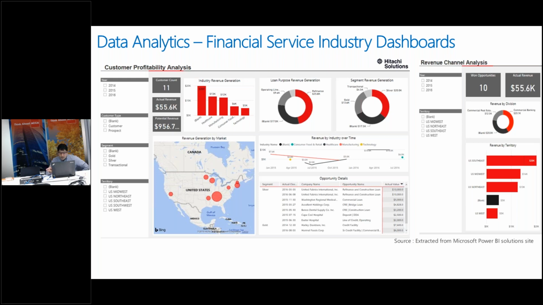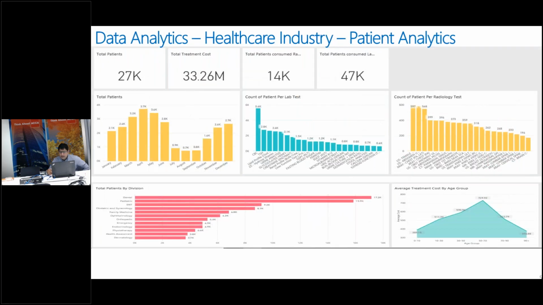So since data is already there in the market, people at the top, people at different levels in the organization need to have different sorts of data analytics. Okay, so for each specific user, we can come up with data analytics specific to their needs. Okay, we can quickly jump into the healthcare industry.